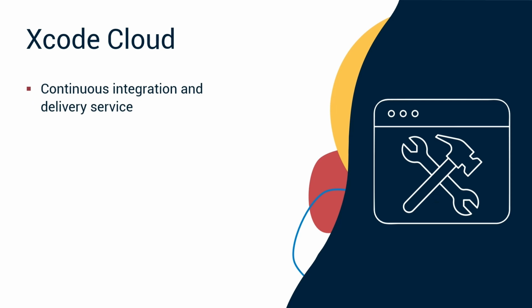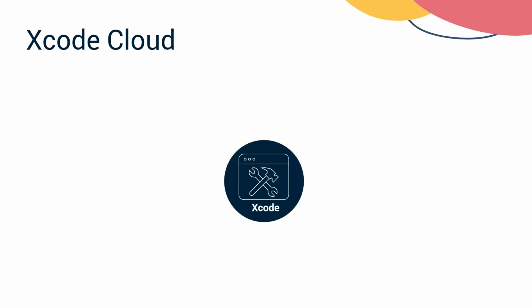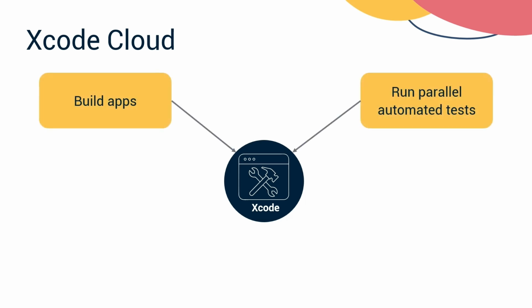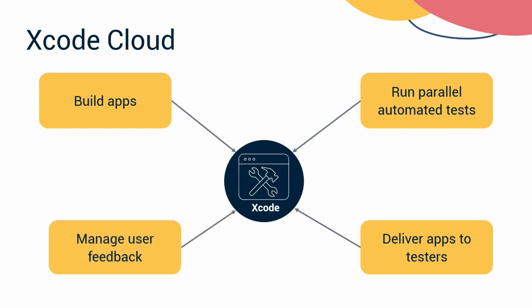Xcode has an inbuilt continuous integration and delivery service called Xcode Cloud. This service is designed specifically for iOS developers and helps accelerate the development and delivery of high-quality apps. In short, Xcode Cloud brings together various cloud-based tools that help build apps, run parallel automated tests, deliver apps to testers, and view and manage user feedback.